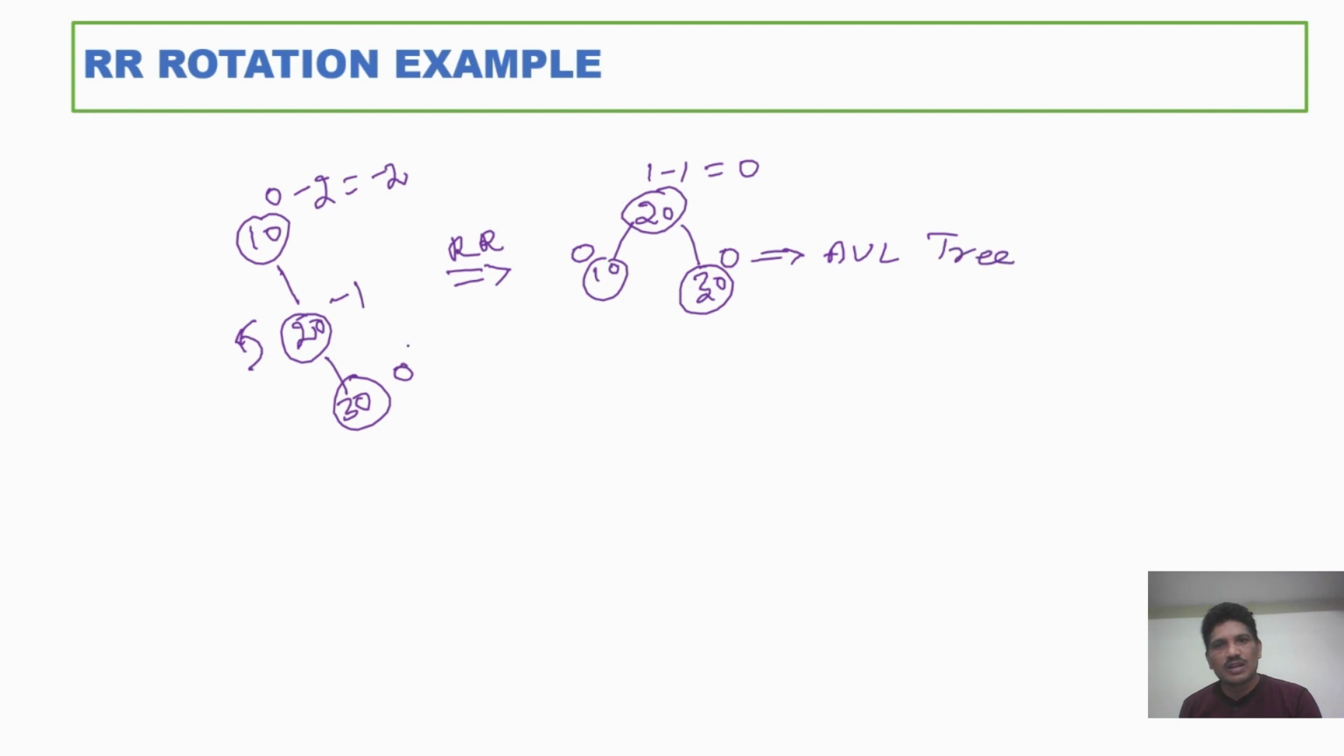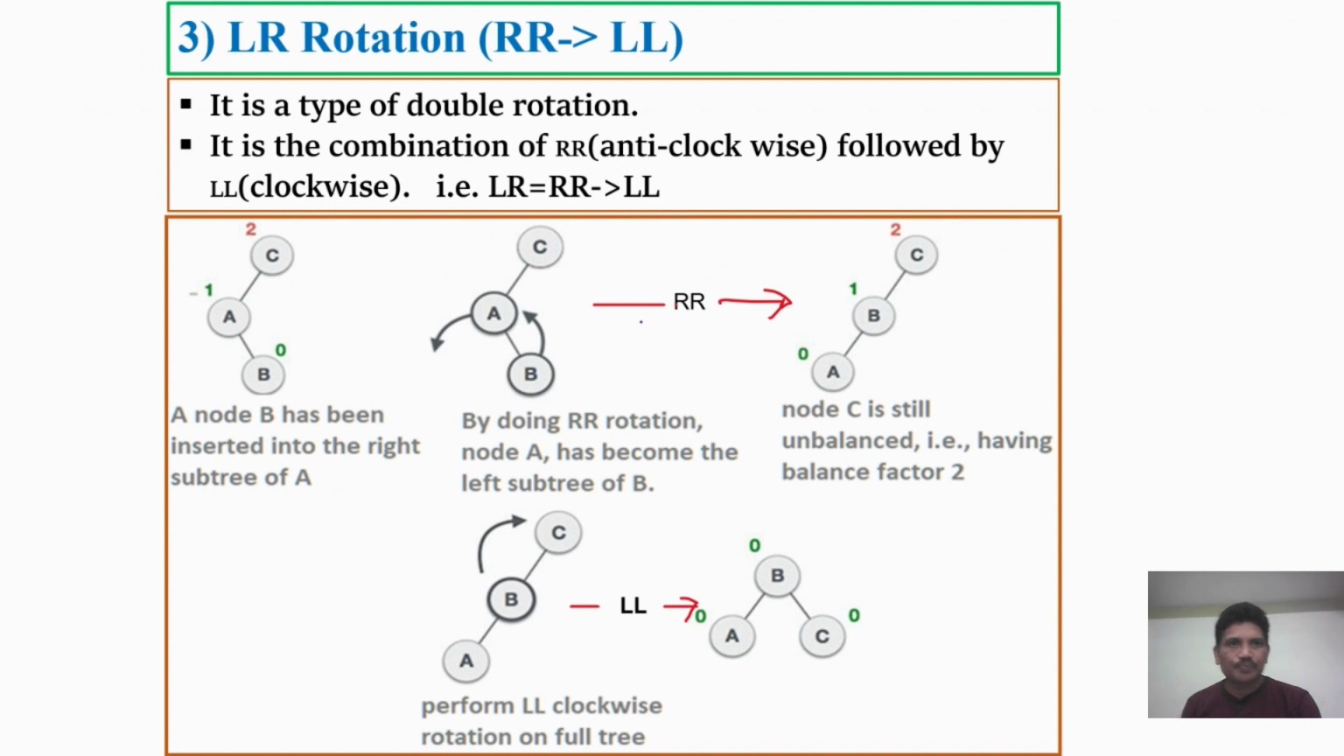The previous one is not an AVL tree because whenever 30 has been inserted, it becomes imbalanced, unbalanced. How should we make it balanced? Then we should perform the RR rotation. Got my point? Then I move on to the next rotation, LR rotation.